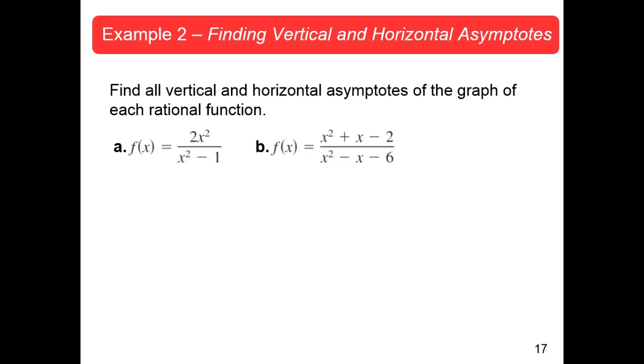Okay. Next, any questions on anything we've done so far? Okay. If not, example 2 is: find all the vertical and horizontal asymptotes of the graph, and sort of implied here is graph these two rational functions.